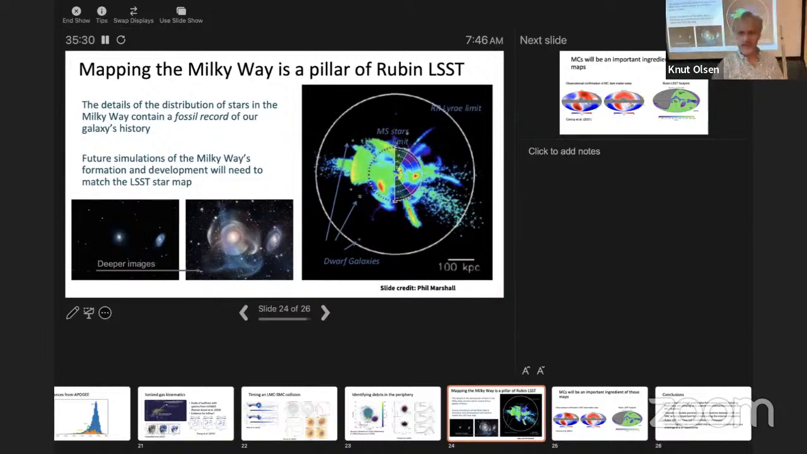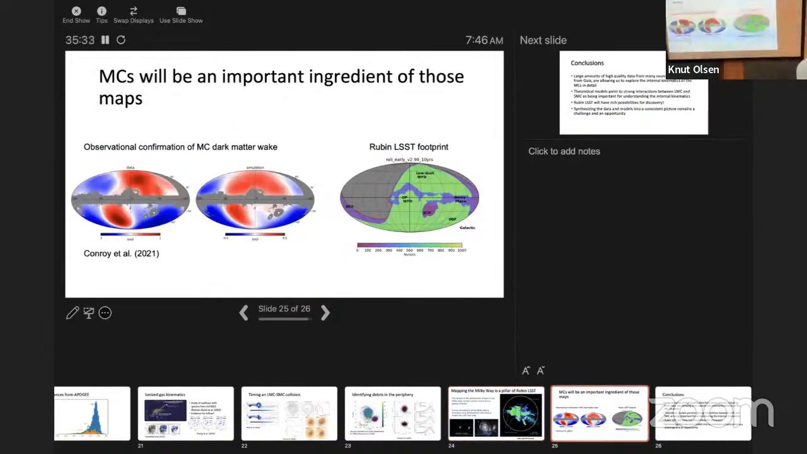And it's very exciting. This result by Nico Garavito-Camargo, who did the simulation, and Charlie Conroy, showed that because the LMC and the SMC together are so massive, they actually induce a dark matter wake in the Milky Way halo, and they've actually observed this. Here's from Nico's simulation showing the mean over and under density associated with the dark matter wake, that is the Magellanic Clouds passing through the Milky Way. So it's overdense in some parts and underdense in others.